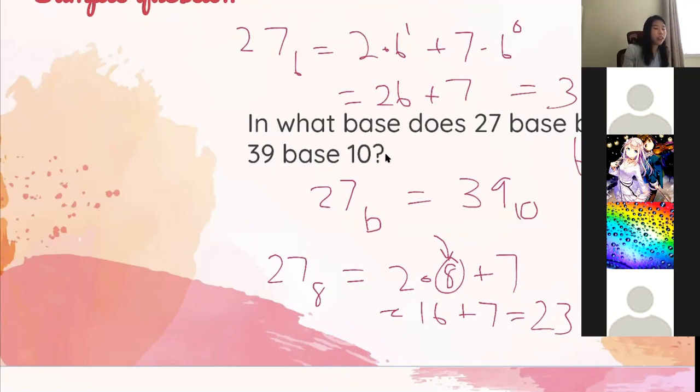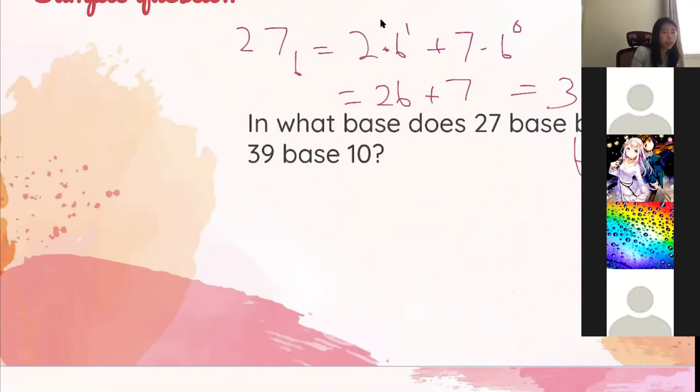And this is one of the fun things about competitive math. Sometimes they just give you a very basic theorem. I really just taught you guys how to convert bases, and you have to apply it in strange ways. So, yeah.